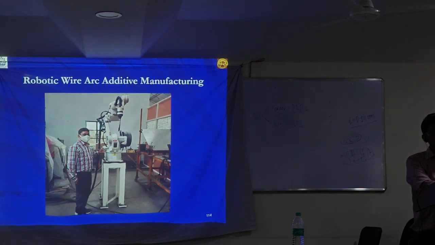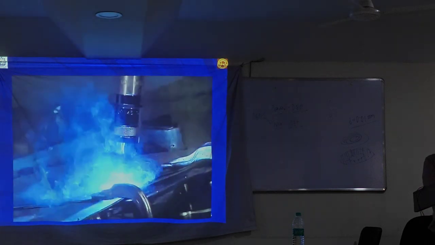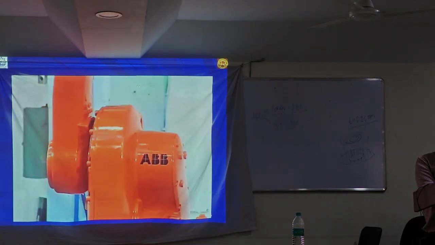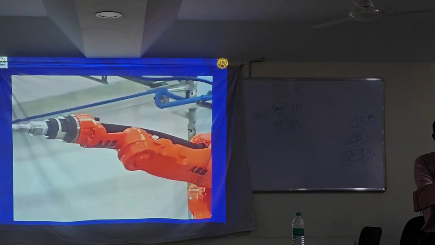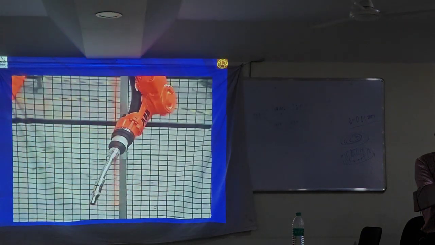This is the picture of the robotic wire arc manufacturing setup at our institute as well. So this is the welding robot. Now the welding robot is used for robotic wire arc manufacturing.